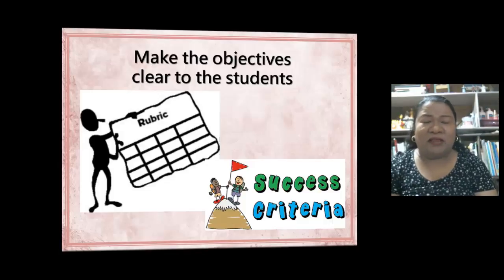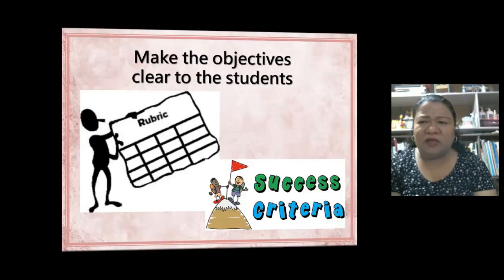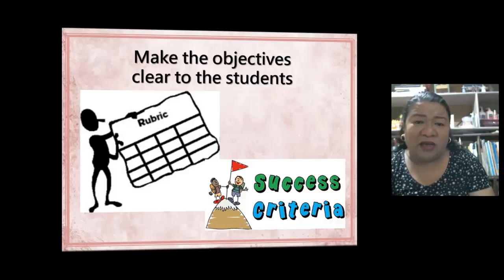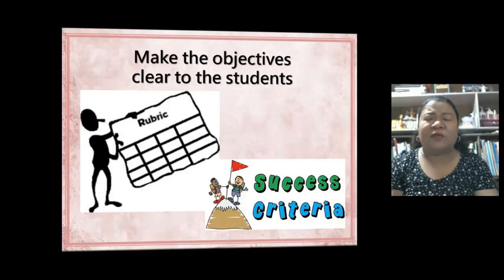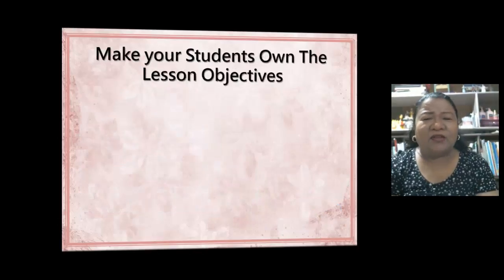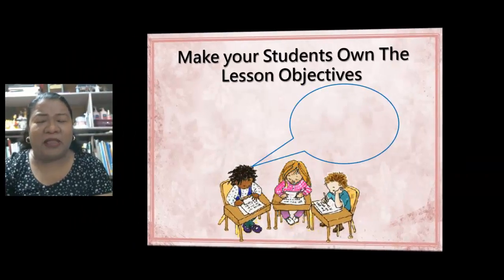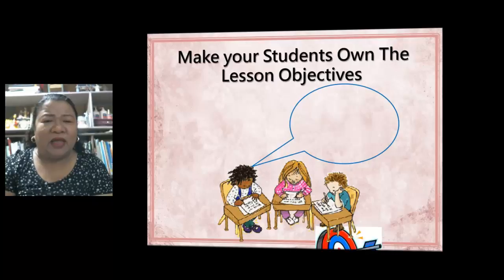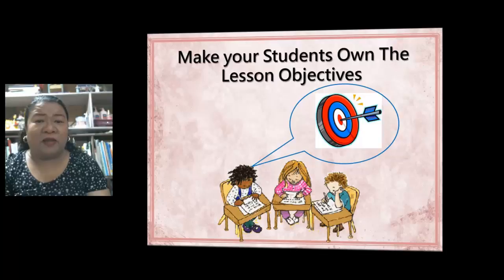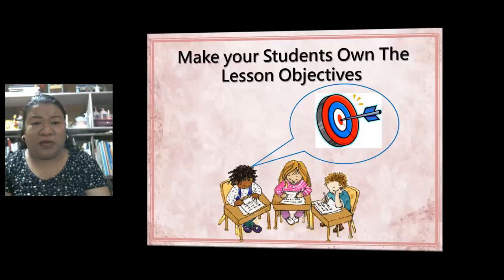It's very difficult if the students feel that it's not so clear what the teacher will grade in us, what would be the basis. So it has to be clear from the beginning. Next, make your students own the lesson objectives. It is very important that they feel that they want to achieve the target. It's important to explain to them why it is important that they achieve the objectives.